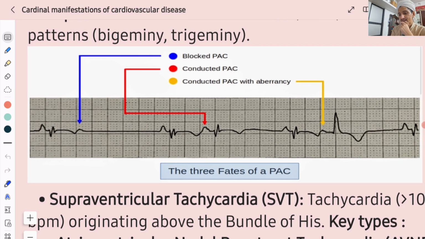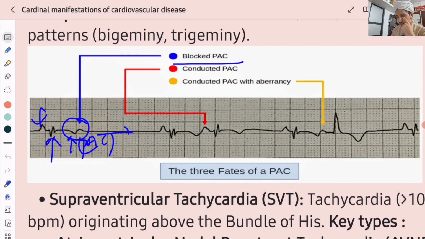See here. This is the P wave. This is the QRS complex, and this is the normal T wave, which is superimposed by a premature atrial contraction upon the T wave, and it is not conducted. Not conducted means it is not followed by a QRS complex. So that is an example of blocked premature atrial contraction.